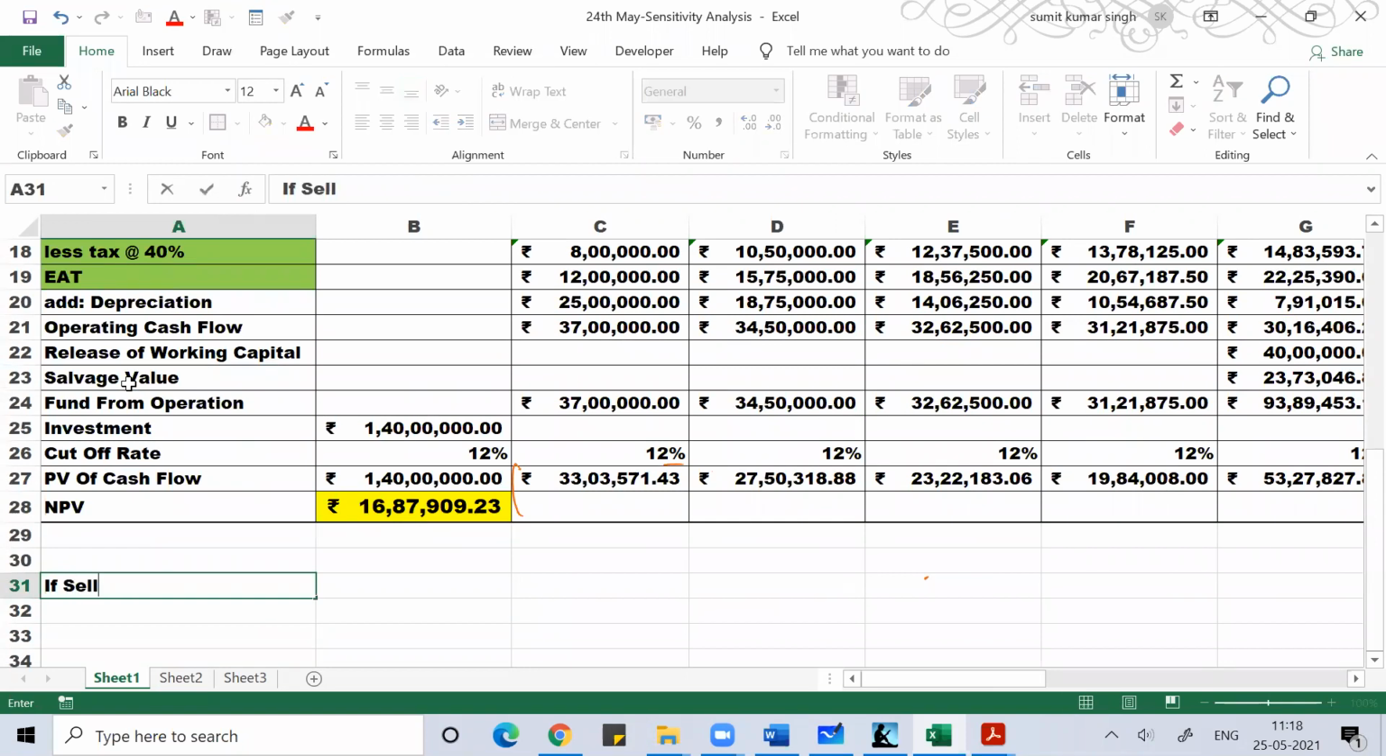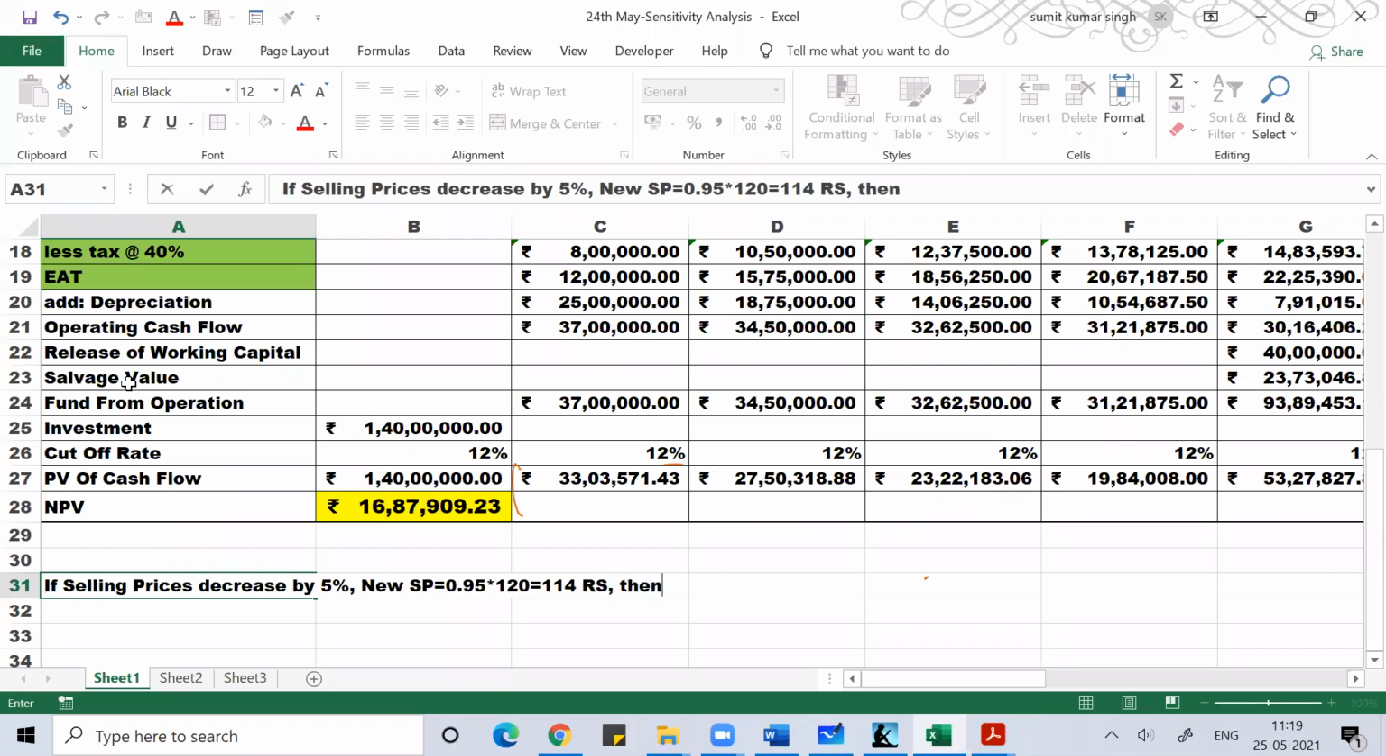So its selling price decreased by 5%. Decreased by 5% means what? Now the new selling price is 95% of the existing price. 95% of 120 because 5% decrease. So it becomes 114 rupees.